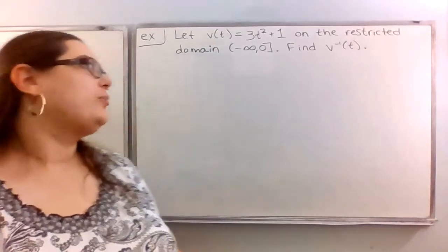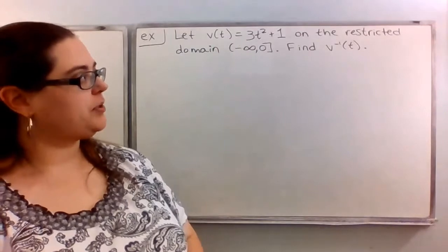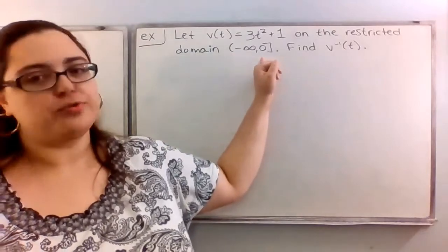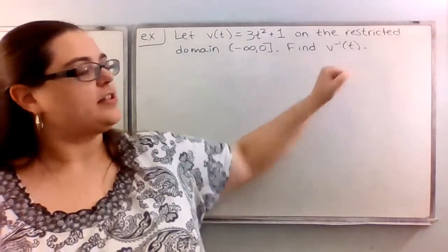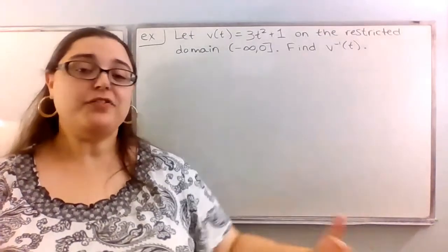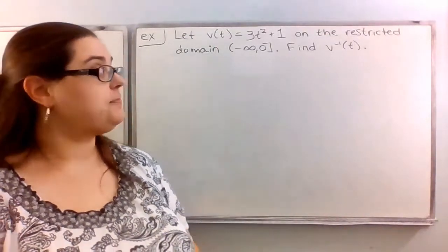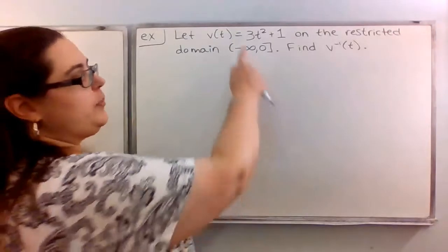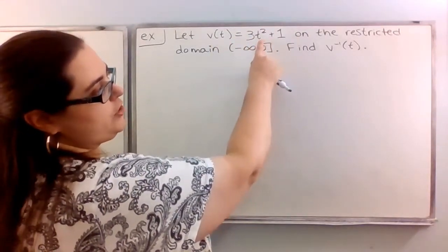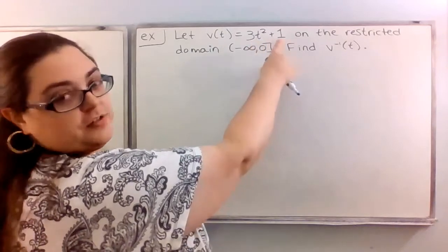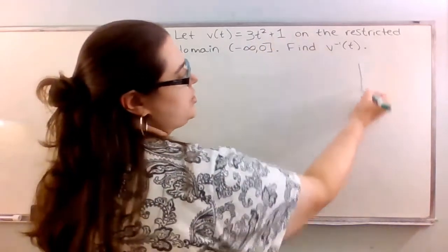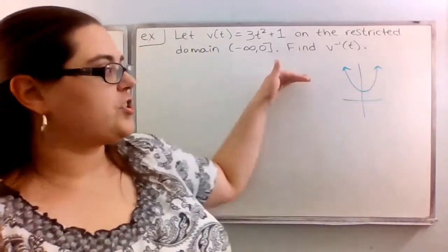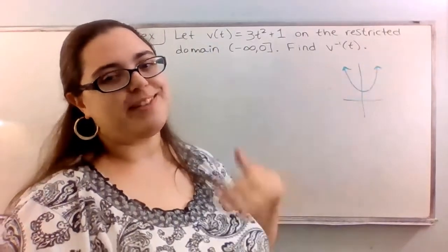Alrighty, for this example, we have v of t is equal to 3t squared plus 1. But we've been told that this is on the restricted domain of -infinity to 0, including 0. Let's find the inverse of v. So if I didn't restrict the domain of this function, then we would have an issue. We couldn't find the inverse. And that's because if I think about what this function looks like, it looks like the squaring function that's been stretched a little bit and shifted up by 1, right? So essentially, we're looking at this function here. And this function fails the horizontal line test. So that means it's not invertible.